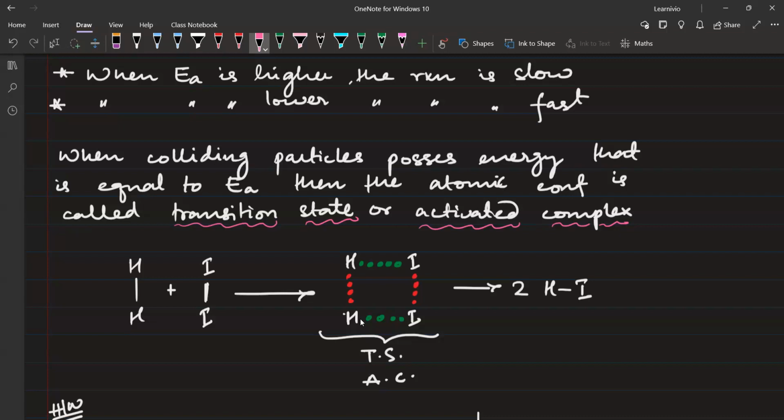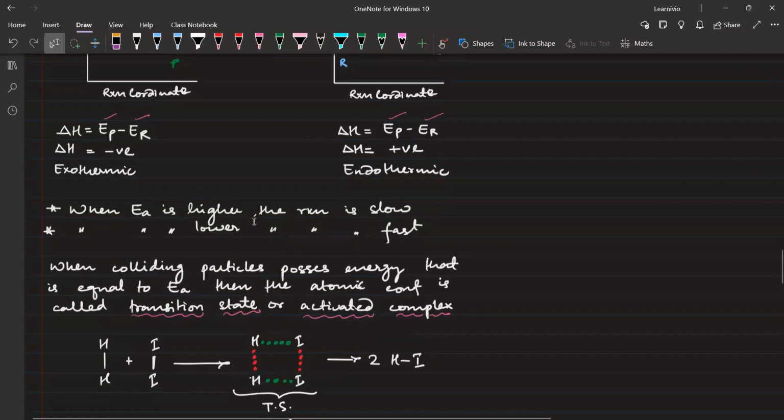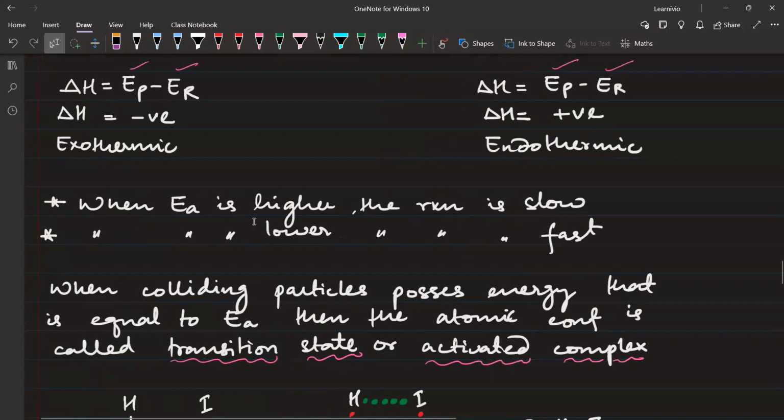The hydrogen bonds will be breaking, which we have denoted with red. Hydrogen and iodine bonds will be forming, which we have denoted with green. So H-H is breaking, I-I is breaking, and H-I is getting formed. So this is the transition state where all of these molecules are taking part in the reaction. Make sense? Yes or no? Please tell me till here. Yes sir. Okay, but please revise this, otherwise you will forget these things.